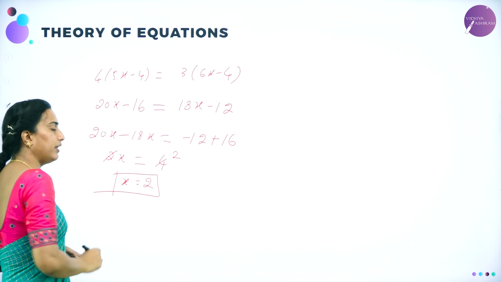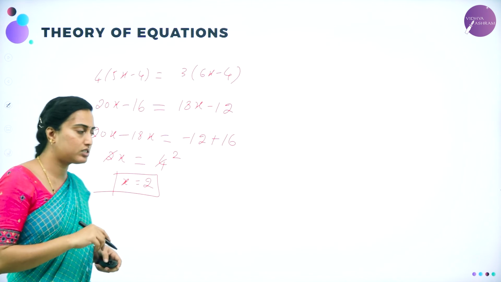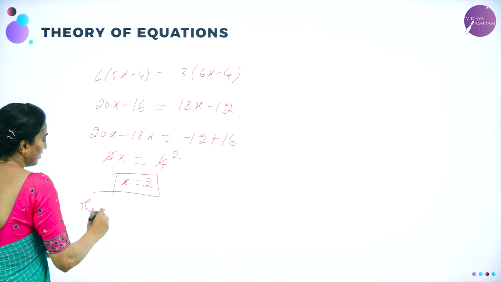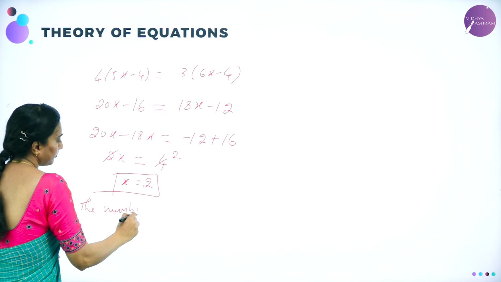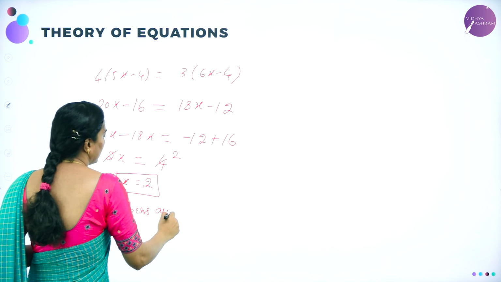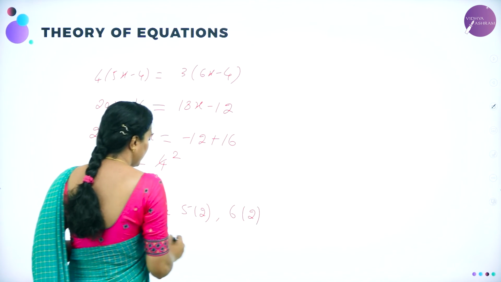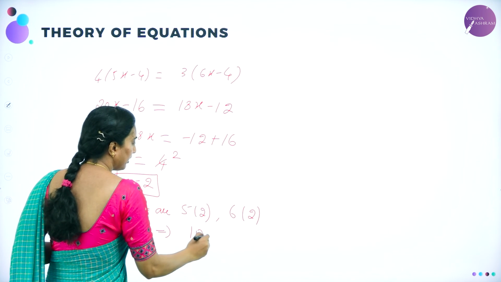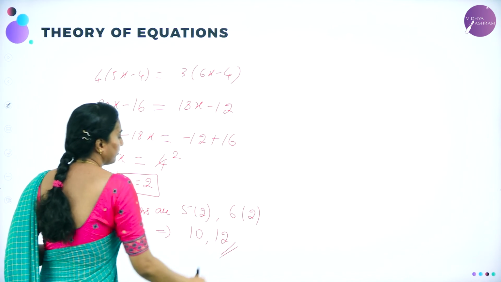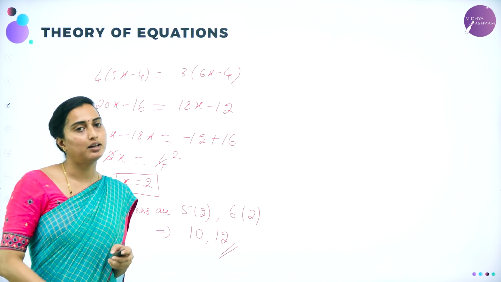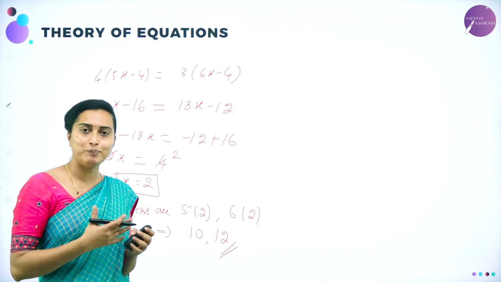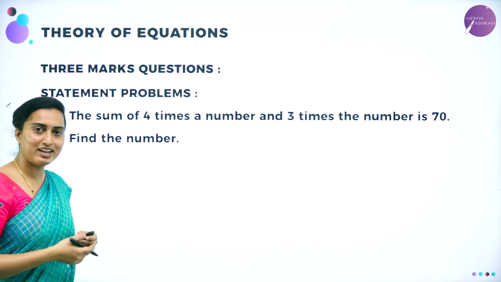Since I have taken 5x and 6x as the numbers, the numbers are 5 into 2 and 6 into 2, which implies 5 into 2 is 10, 6 into 2 is 12. 10 and 12 are the numbers. I hope you got how to solve this problem. We'll move on to the next problem, dears.